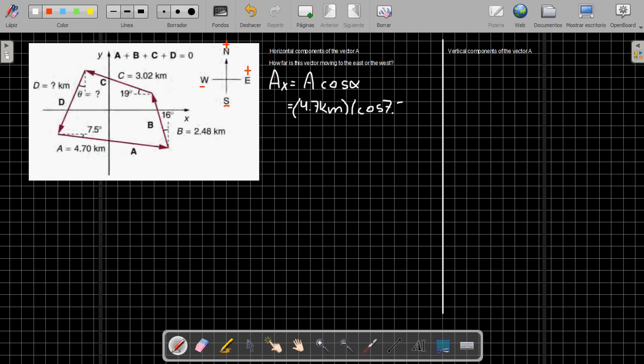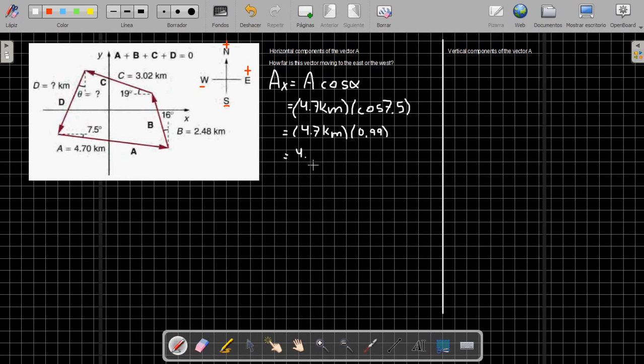Vamos entonces a multiplicar 4.7 kilómetros por el coseno de 7.5. But for that, first of all, we need to know the cosine of 7.5. Para eso vamos a determinar primero el coseno de 7.5. And let me see, it's equal to 0.99. And 0.99 multiplied by 4.7 is equal to 4.65.